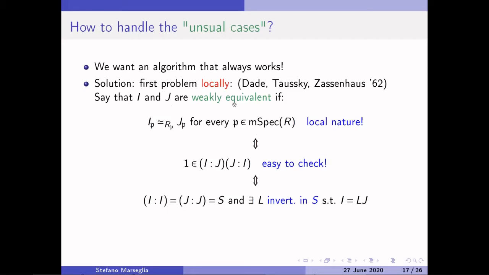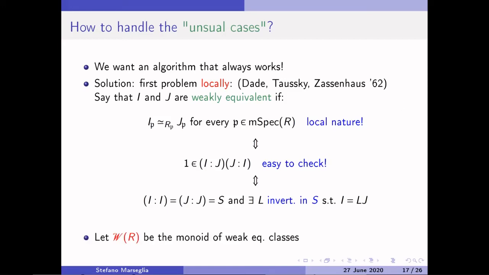So we have a local isomorphism notion, but if this invertible ideal L is not principal, then the ideals I and J might fail to be isomorphic globally. So it's really a local thing. It's really different from isomorphism. Clearly, if the ideals I and J are isomorphic, then they are weakly equivalent, because if they are isomorphic globally, they are also isomorphic at every localization. But the converse doesn't hold in general.